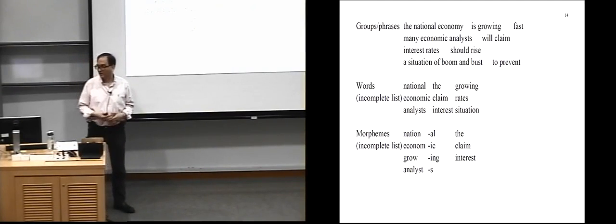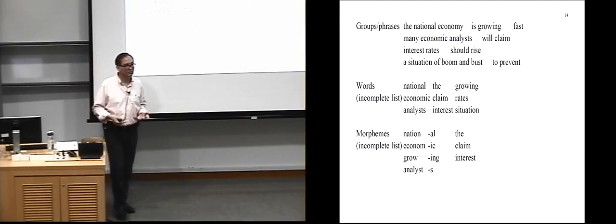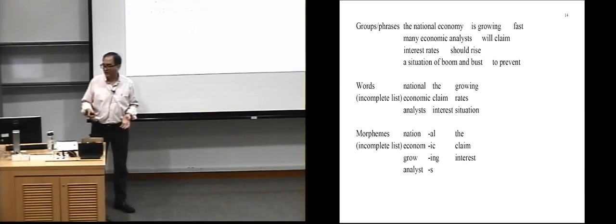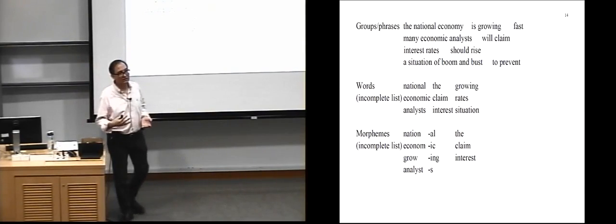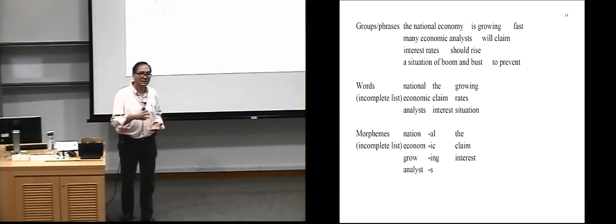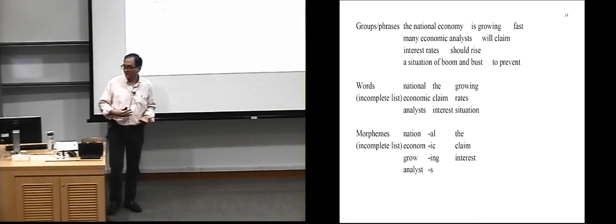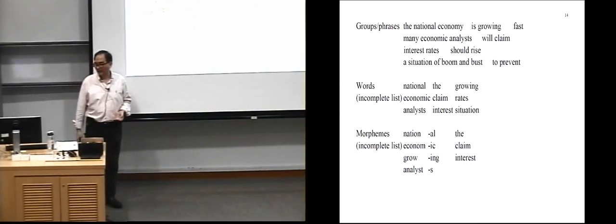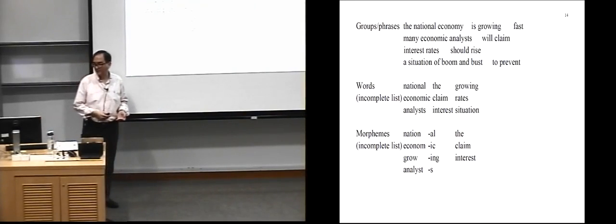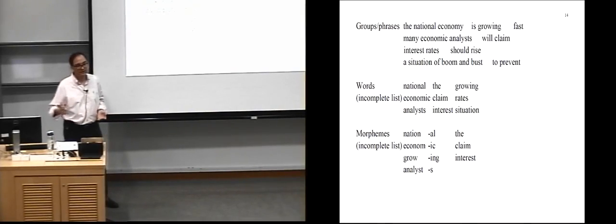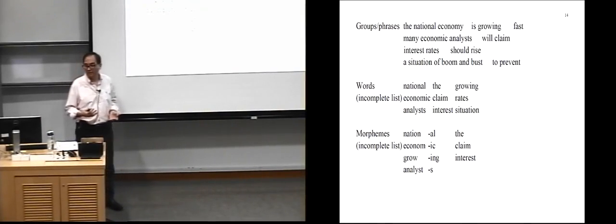Will claim is a group. Interest rates is a group. Should rise is a group, and all the others. And then we can take those groups and phrases and look at the individual words that form the constituents of those groups and phrases. So we have national, we have the, we have growing, we have economic, we have claim, we have rates, analysts, and many. This is a very incomplete list because there are so many of them.